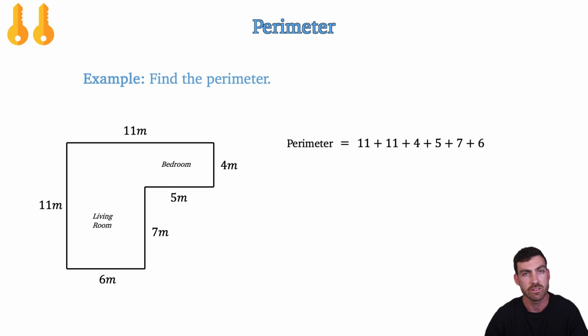Now that we have all the side lengths, our final step is simple. Add up every length around the outside to find the total perimeter of the composite shape. Make sure you don't miss any sides, giving a perimeter of 44 meters.